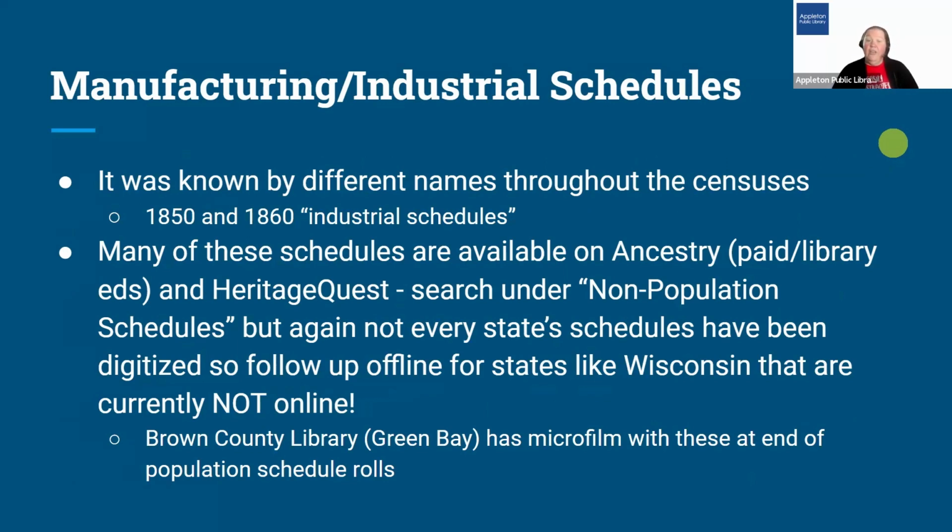Many of these, again, are available on Ancestry, the paid and the library edition, and on Heritage Quest. Again, they're under non-population schedules. But again, not every state is online, so follow up offline for states like Wisconsin that are not online. And again, Brown County Library is going to be where you're going to grab the microphone for those at the end of the population schedule rules.